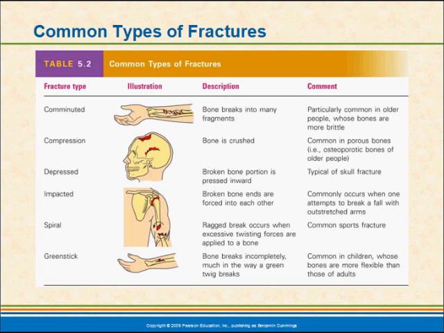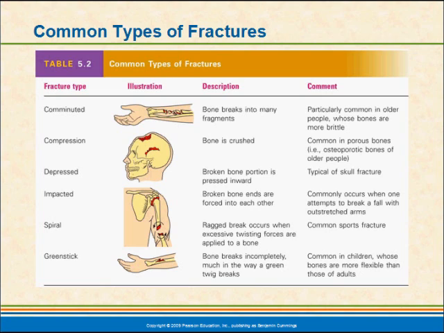We have impacted, and this is where bone ends are forced into each other. What we see here is usually someone trying to break a fall or brace themselves in some way. So if we were to catch ourselves from a fall, we might get a compression fracture. If I were driving down the highway and stiff-armed my steering wheel just before a wreck, I would probably have some sort of compression fracture in the arm. If the parachute didn't open soon enough, I might have an impacted fracture when I landed.